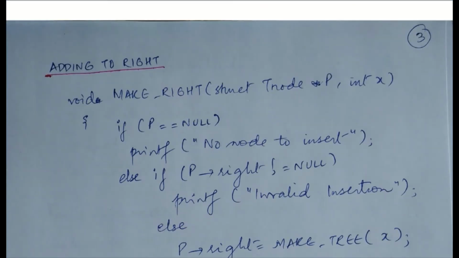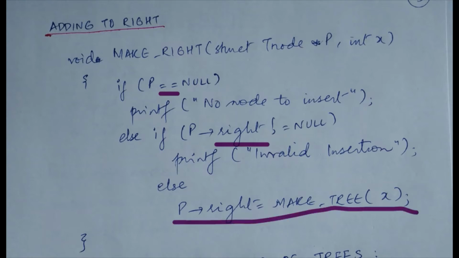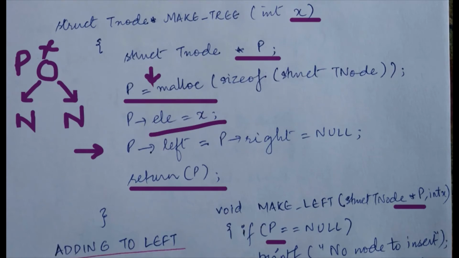Similarly, if you know that you have to add something to the right of a tree, again you check if p is null. If p to right already has something, then it's an invalid insertion. Otherwise p to right is make tree x, and this is your make tree that we did in the beginning, which makes this for you.